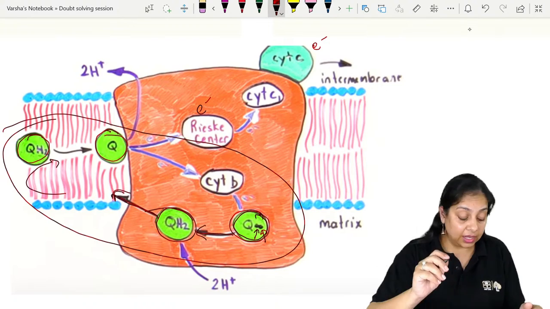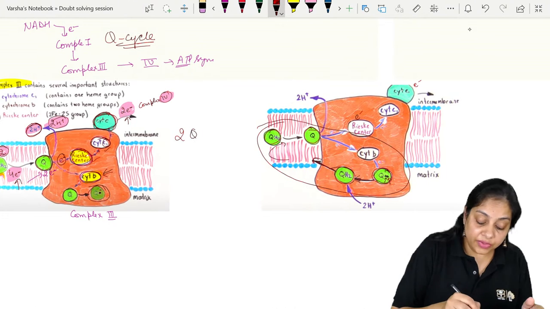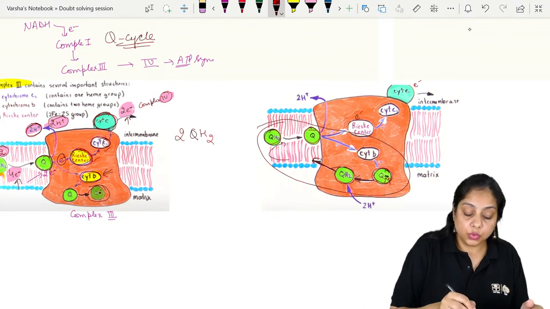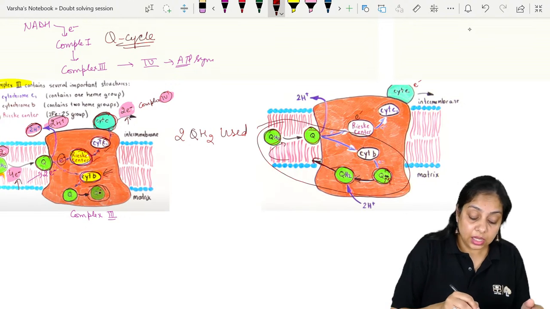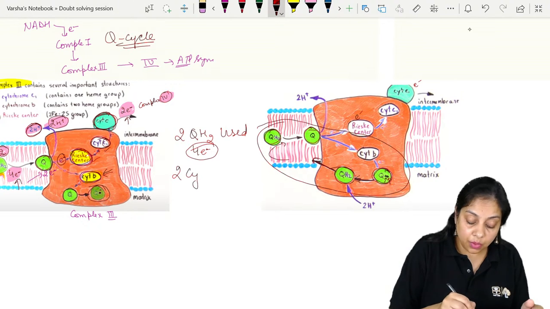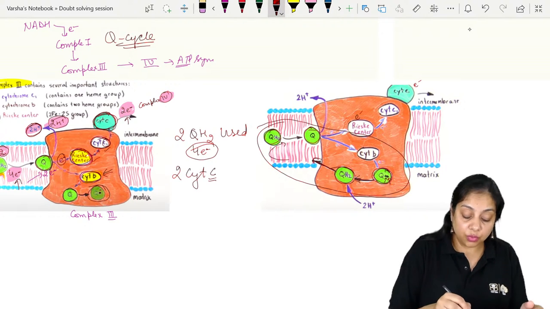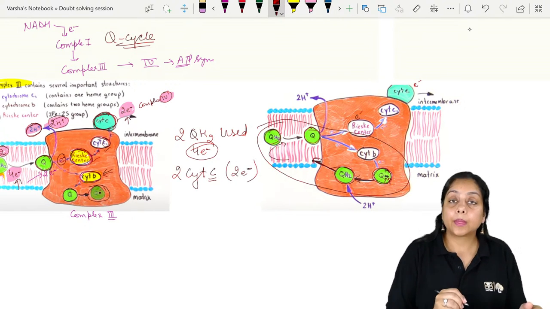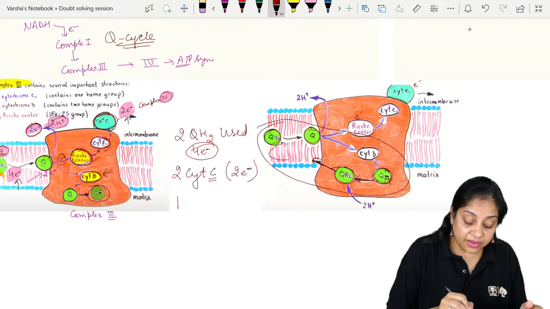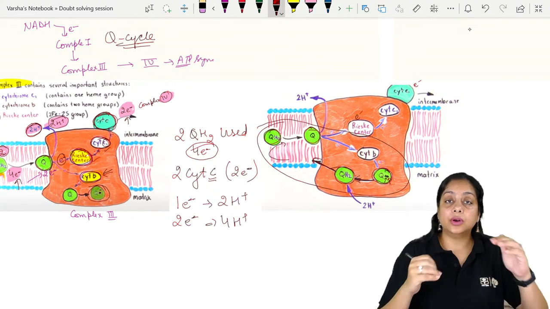Right. So in a nutshell, if I have to summarize, we are using two QH2, which is containing four electrons actually. But two cytochrome C were formed from two QH2, and for every one electron transport, you are throwing out two protons. So since you are transporting two electrons, you are throwing out four protons in the mitochondrial space.